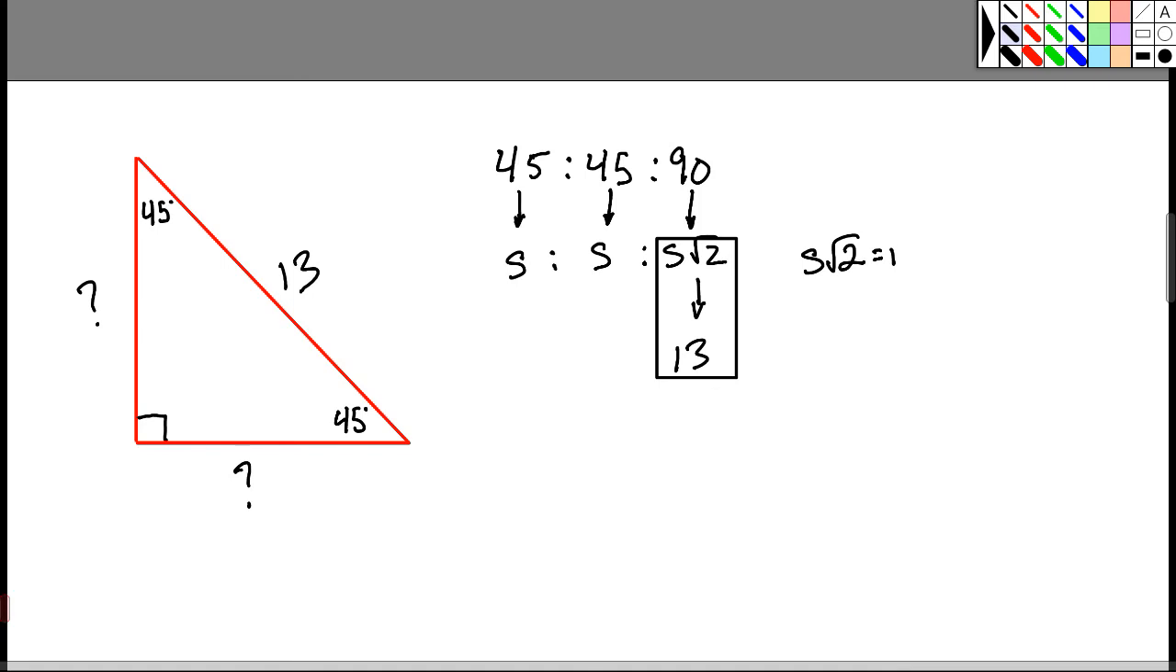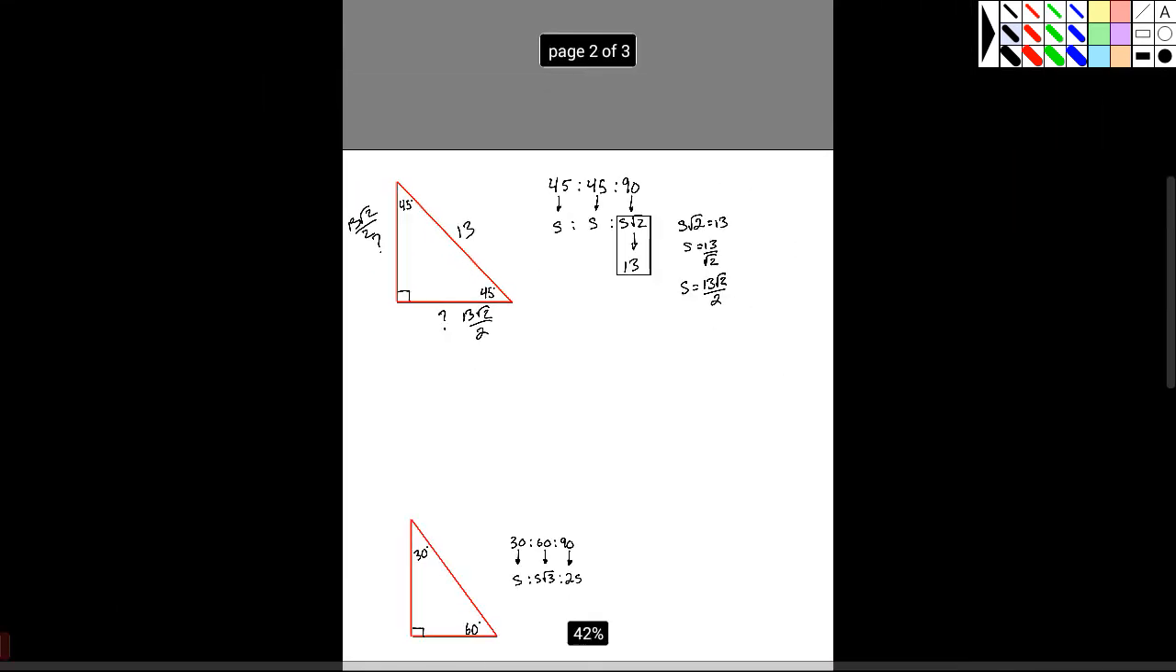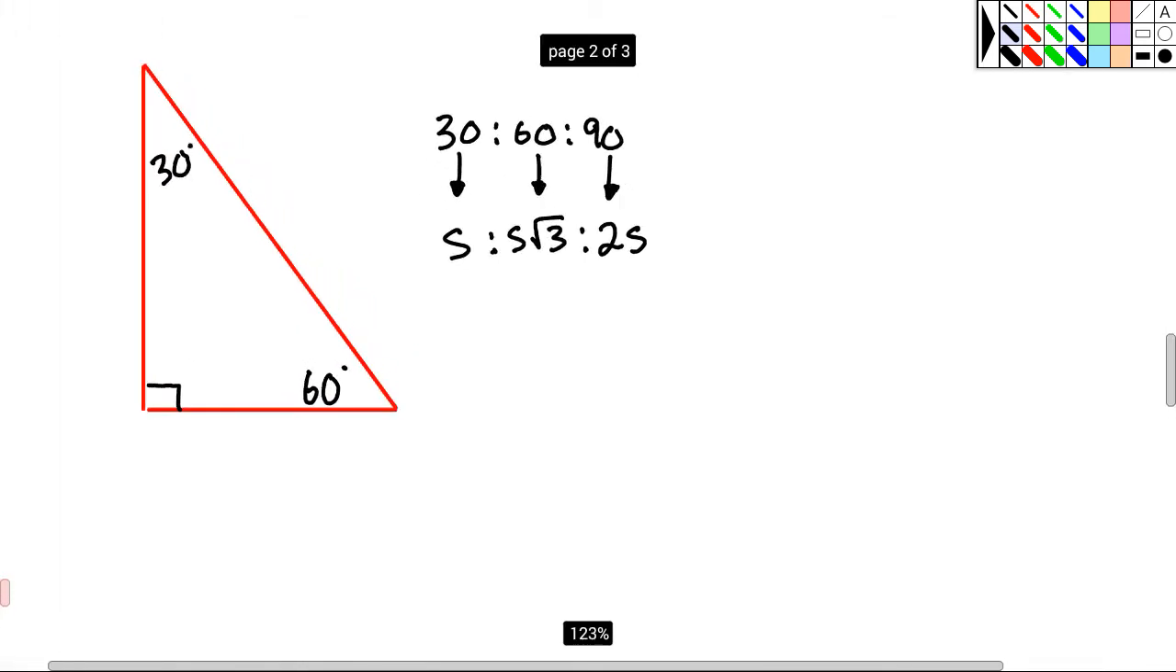Now I can solve for my side. Once I know what the value of S is, I know what the value of that side is, and that side is, because that's what S is. So I get S is equal to 13 over root 2. Remember, we always rationalize, multiply top and bottom by root 2. So we get that S is equal to 13 root 2 all over 2. So I know that this side right here is going to be 13 root 2 all over 2, and this is going to be 13 root 2 all over 2. Not too bad, right?